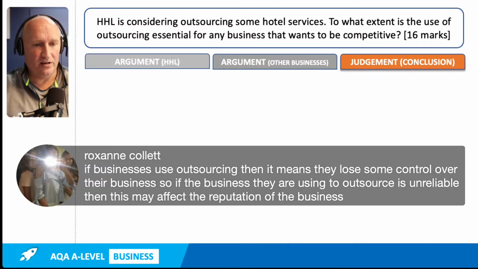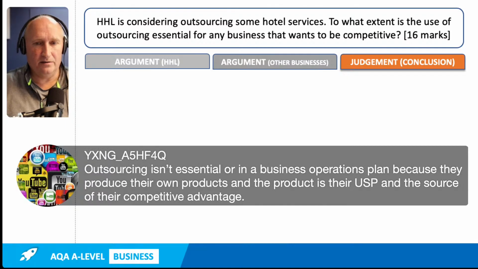Let's have a look at a fascinating username, but it looks like a really good answer. Outsourcing isn't essential, because in many businesses, they produce their own products. How they do it is their USP. That's their source of competitive advantage. Why would you outsource things that are your USP? You wouldn't, would you? You'd keep hold of them. Superb stuff. We've got some great arguments coming through here.